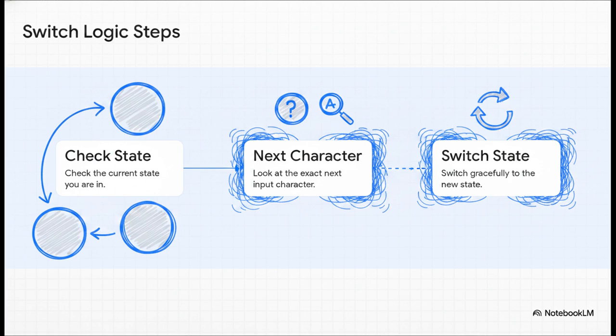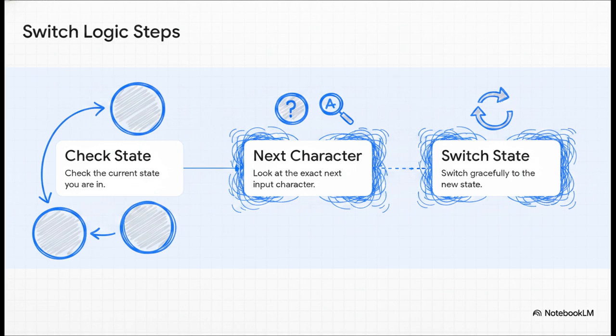The logic of the doubly nested case statement breaks down into 3 low-pressure, totally digestible steps. Step 1, an outer switch statement simply checks the current state you are in. Step 2, an inner switch statement looks at the exact next input character. Step 3, based entirely on those 2 pieces of information, you assign a new value to your state variable and you switch gracefully to the new state.